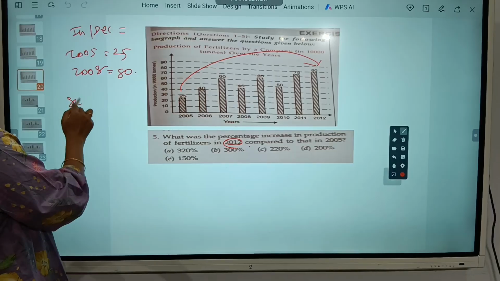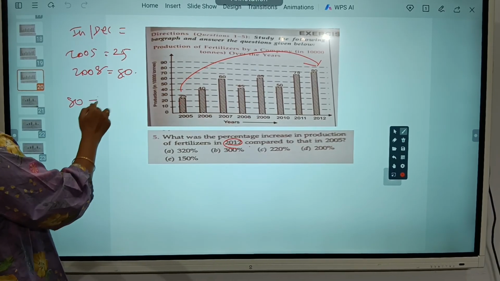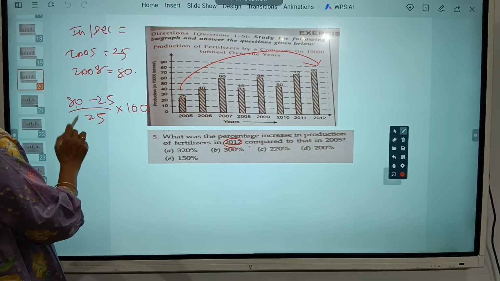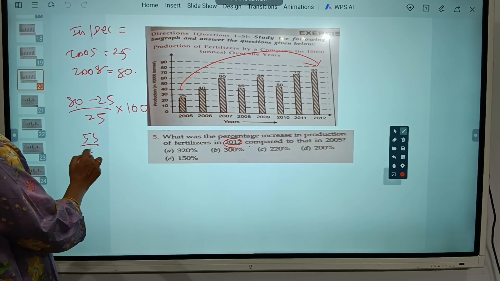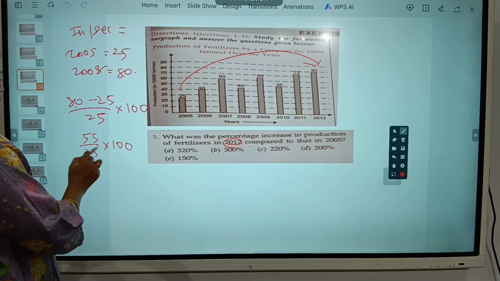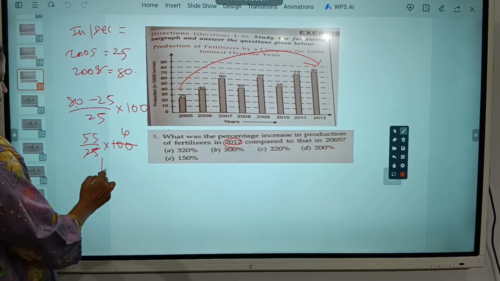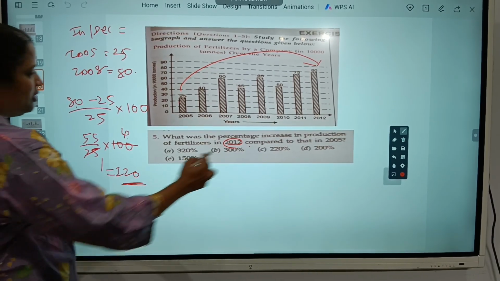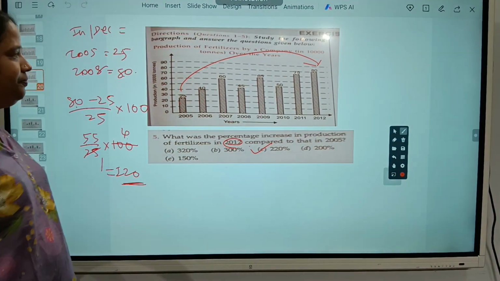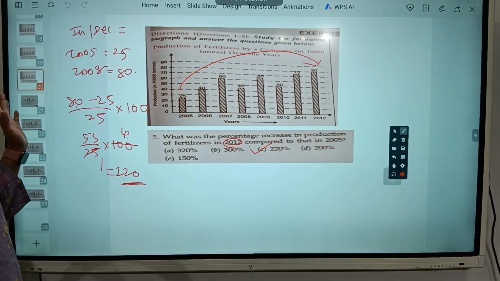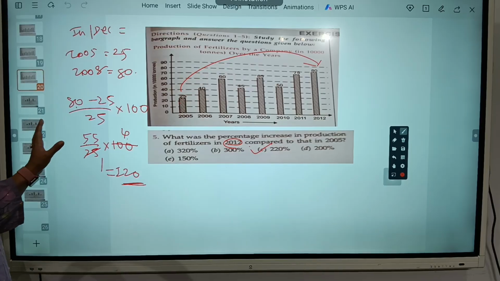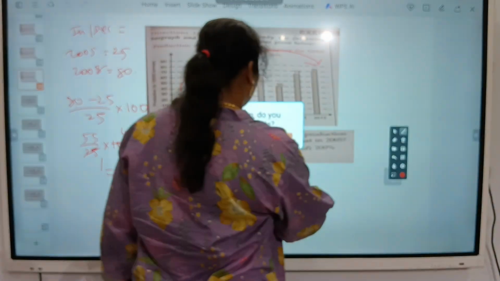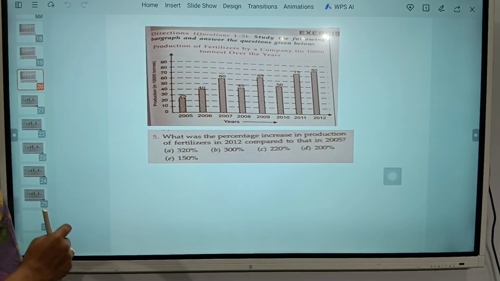So the increase formula we will apply: higher value minus lower value by lower value into 100. It comes to 55 by 25 into 100. 25 ones are 25, 25 fours are 100. It comes to around 220%. So C is the answer. Okay, observe properly how I am solving the questions so that it will be easy for you to solve again. If you are getting confusion, practice 2-3 times.